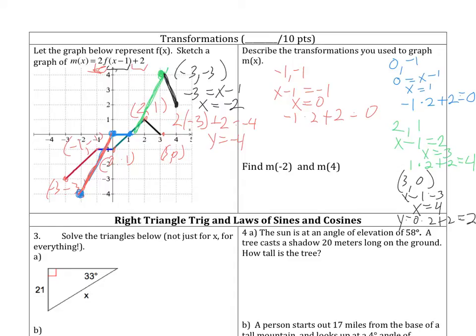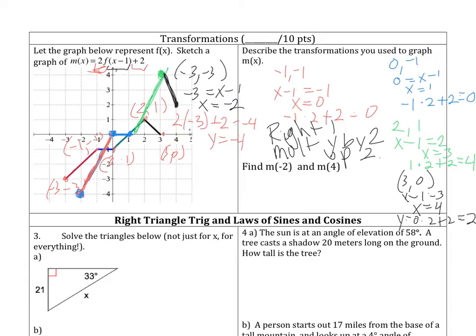So keeping those in line with the colors, the description here might be: all points moved right 1. Then we multiplied y by 2, and then we went up 2. Cool. All right, m of negative 2 and m of 4.